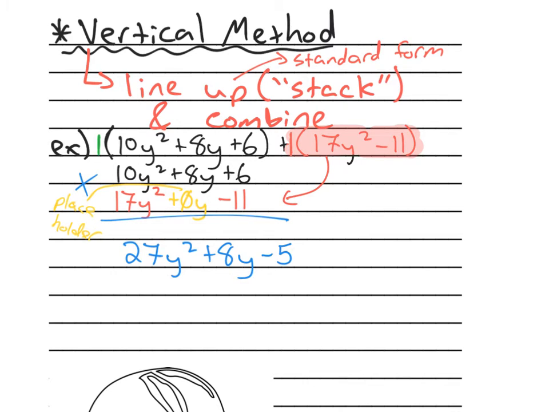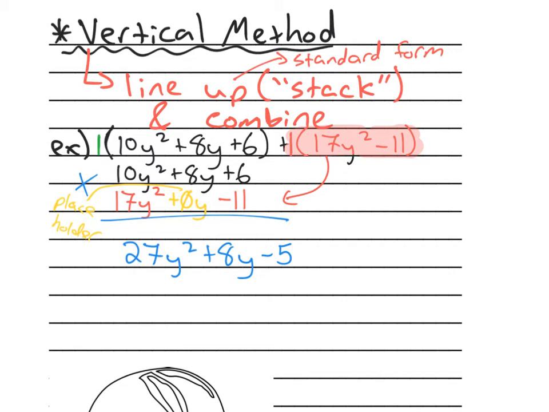Can I simplify that further? No. Can I rearrange it, or is it already in order? It's already in standard form order. We have our largest variable power first, 2, and then 1, and then y to the 0. All right, let's circle it.